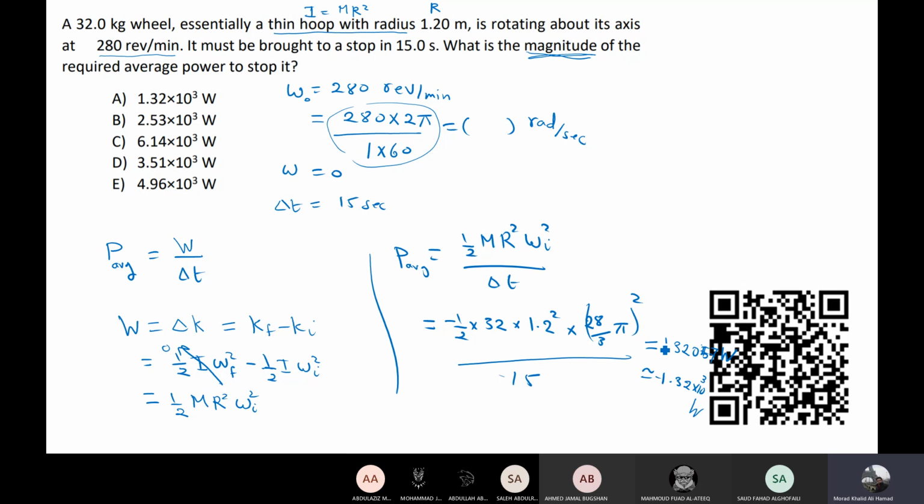Okay, we have a minus. But here in the answers there is no minus. Here it says what is the magnitude. So you will remove this minus. Okay, not the average, sorry, the absolute value, because we look for the magnitude. Okay guys? Yes. Okay.